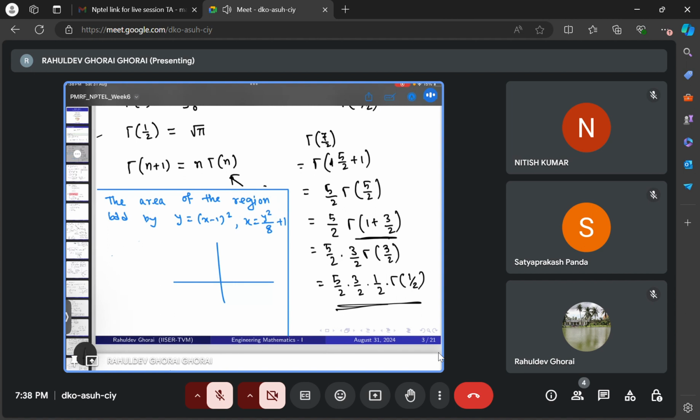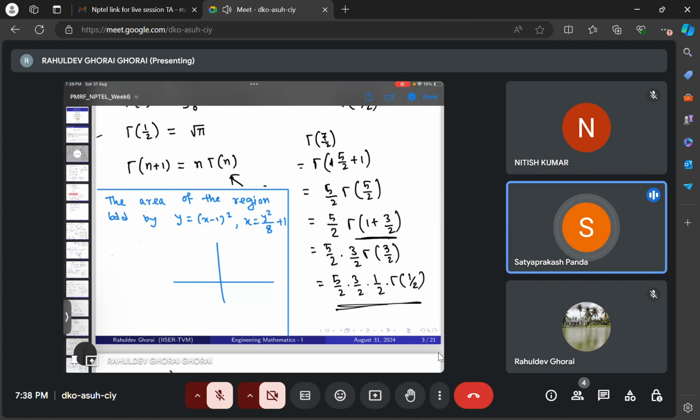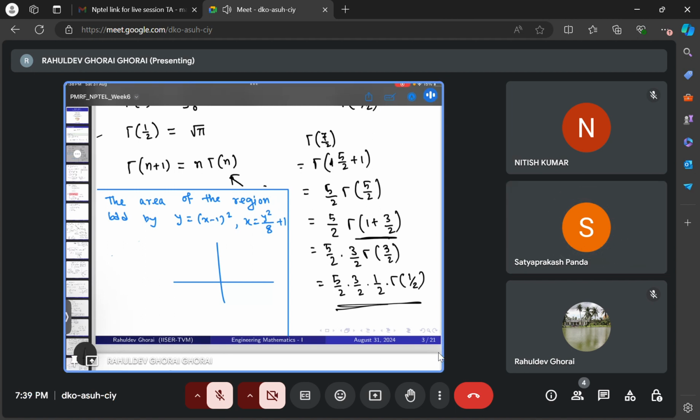So how will the graph y equal to 1 minus x minus 1 whole square look? The hyperbola. Yeah, but how will it look like? At x equal to 1, what will y be? Y is equal to 0. Yeah, y equal to 0 and x equal to 1 also, right? Yes, sir. So let me draw the graph.